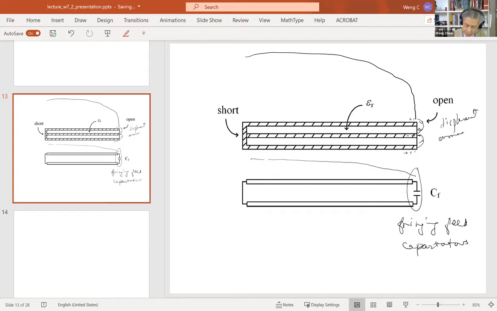You have to add them into your transmission line model, otherwise your model would not be complete. Okay, just something that you have to bear in mind when you do microwave engineering. Fringing fields are everywhere. They're very hard to control. We don't have the liberty of controlling them that well because electric charges are everywhere, okay?